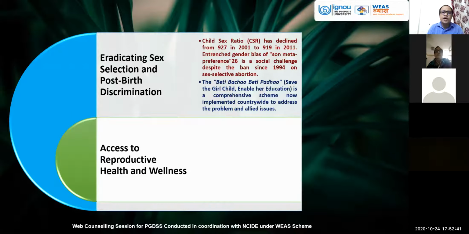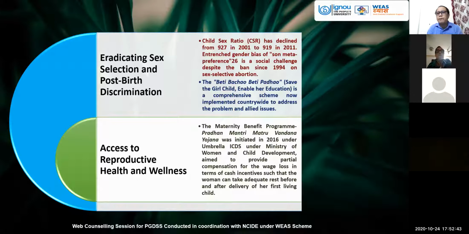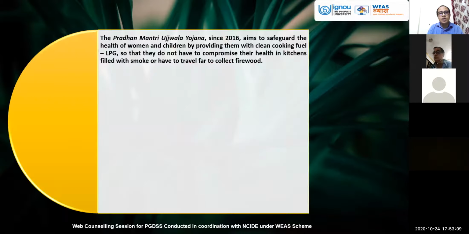Then, for access to reproductive health and wellness, we have maternity benefit programs like Pradhan Mantri Matru Vandana Yojana, which was initiated in 2016 under the umbrella of ICDS under the Ministry of Women and Child Development. It aims to provide partial compensation for wage loss in terms of cash incentives, such that the woman can take adequate rest before and after delivery of her first living child. That is effectively used.